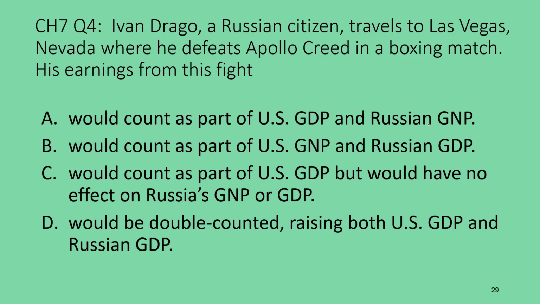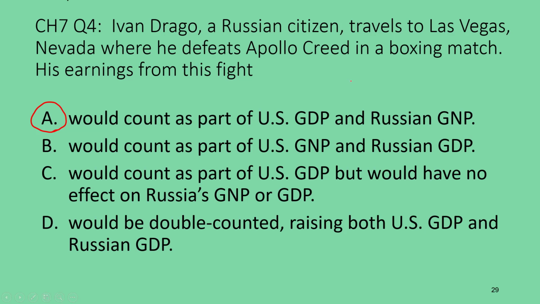And the answer here is that because Ivan Drago is a Russian citizen, but because the production he is doing, or the service he is providing, is happening within the borders of the United States, his earnings from this boxing match would count towards Russian GNP, which again is the citizenship of the country. But because it's happening within the borders of the United States, it would add to US GDP. Again, that is the production of what's happening within the geographic borders of a country. So this would add to Russia's GNP and the United States' GDP, right? So again, these are the kinds of questions that you'll have to answer on the test. So make sure you know how to answer these particular questions, all right?